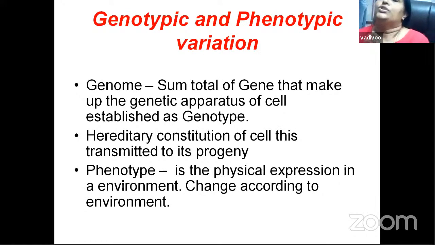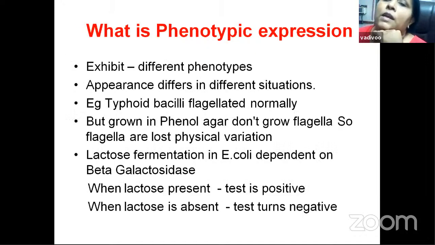And then we go to genotypic and phenotypic variations, which you must have studied in biochemistry and genetics everywhere. Genotypic variation is variation genetically. Phenotypic variation is the physical expression of the environment, which you can see. The same as in human beings and higher organisms, genotypic and phenotypic variations are exhibited by bacteria as well, so they exhibit different phenotypes.